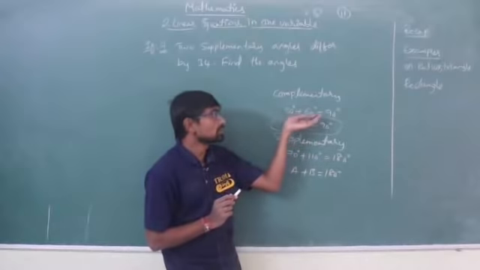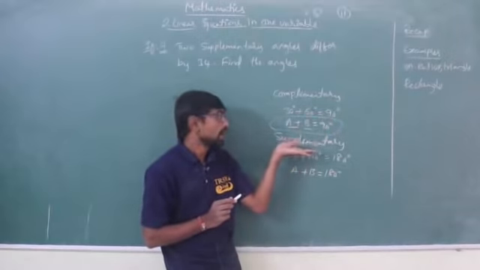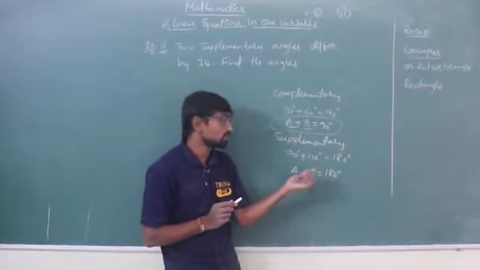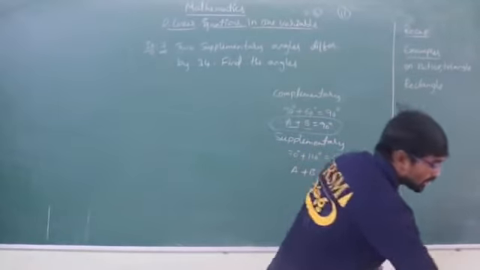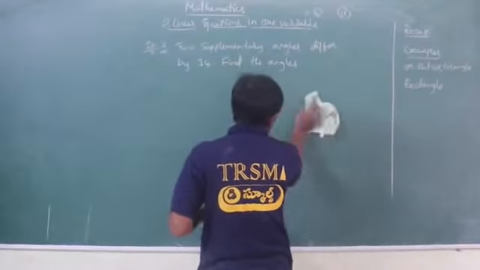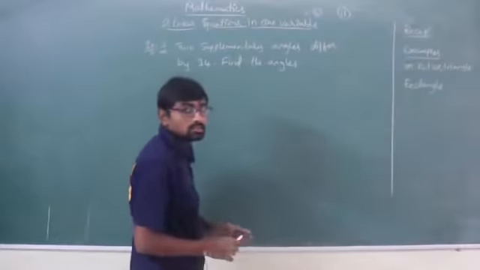If the sum of two angles is 90 degrees, then it is called complementary. And in supplementary, if the sum of two angles is 180 degrees, then it is called a supplementary angle. Hope you all understood, isn't it? Now coming to our question, this question is based upon the same thing we have discussed.